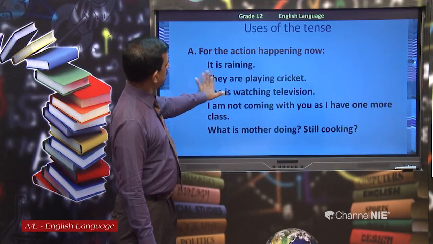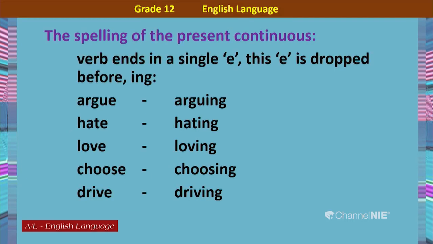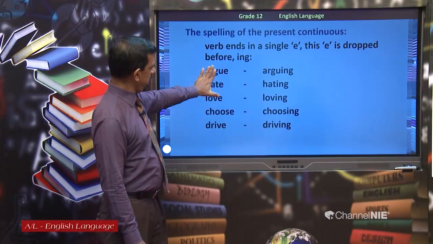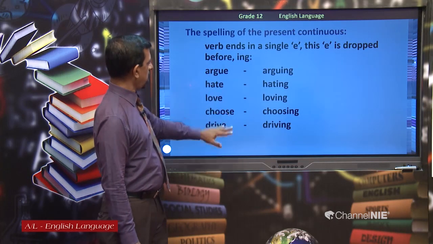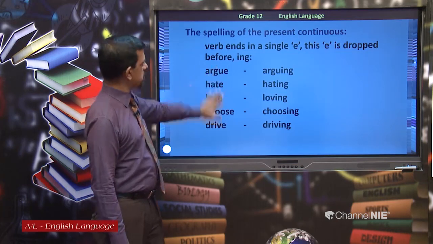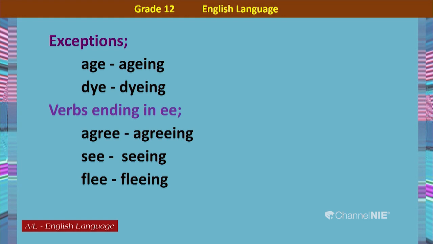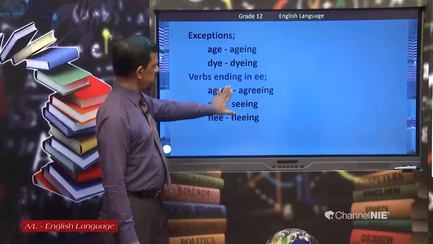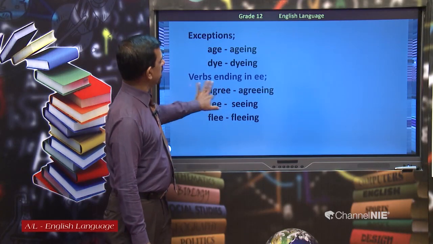So let's go back, and recap the three things we learned about the spellings of the present continuous. The first thing we learned was single E. This E is dropped before the ing, like in these words: argue, hate, love, choose and drive. Next, when the verb ends with double E, there is no change in the two E's. We just add ing, like agree, seeing and fleeing.